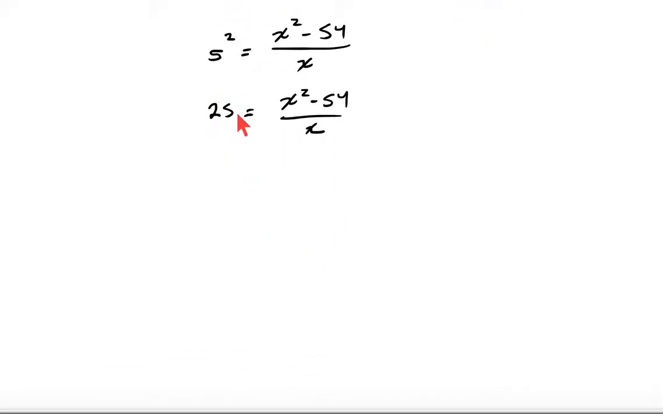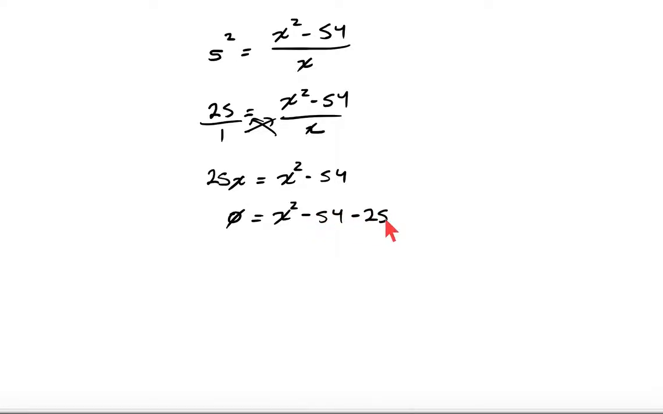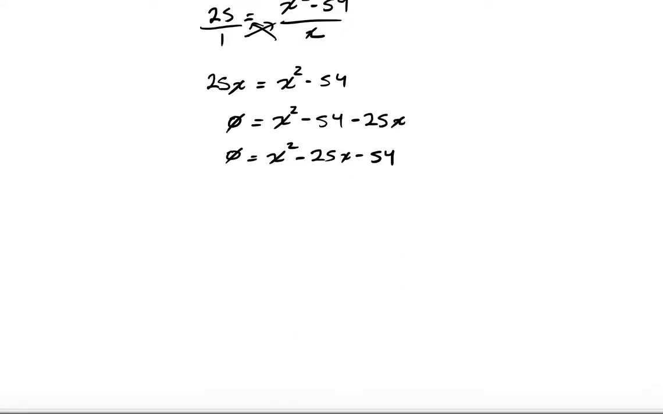And looks like I'm going to have a quadratic equation of some kind now. So by cross multiplication, we'll have 25x is equal to x squared minus 54. Getting everything over to one side, I have x squared minus 54 minus 25x, but putting in standard form is, of course, x squared minus 25x minus 54. This looks like something I will have to run the quadratic equation on. I don't see an easy way to factor it.